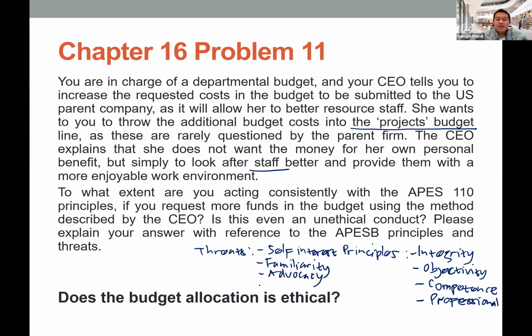And lastly, maybe there's some intimidation involved in this case. So intimidation. The budget officer may be intimidated by the CEO if he or she does not follow the CEO's instruction. He or she may get fired or be transferred to another department. So we could expect there's some level of intimidation there.